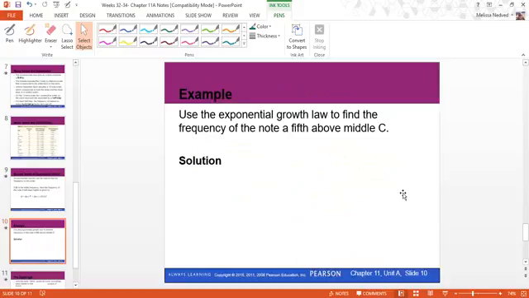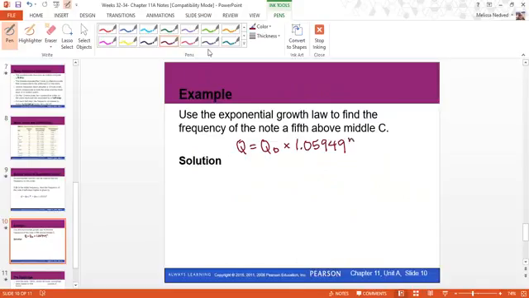Okay, so let's go ahead and practice that. Use the exponential growth law to find the frequency of the note a fifth above middle C. So we're going to start with Q, and here's my formula. My frequency equals Q naught, or the initial frequency, times F, which we've defined to be 1.05946, to the power of n.